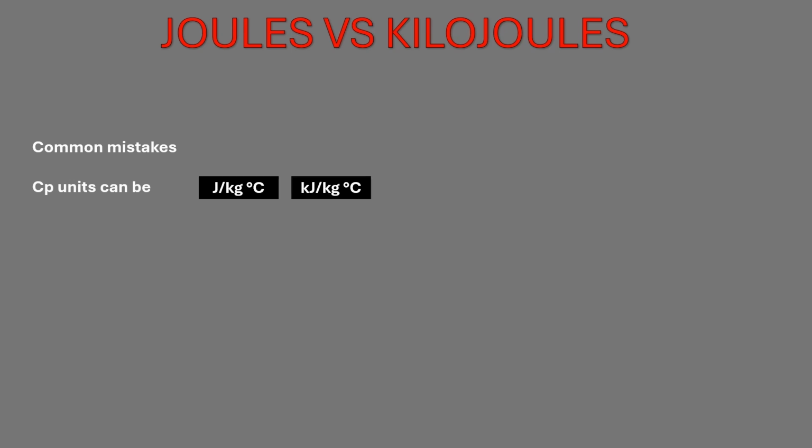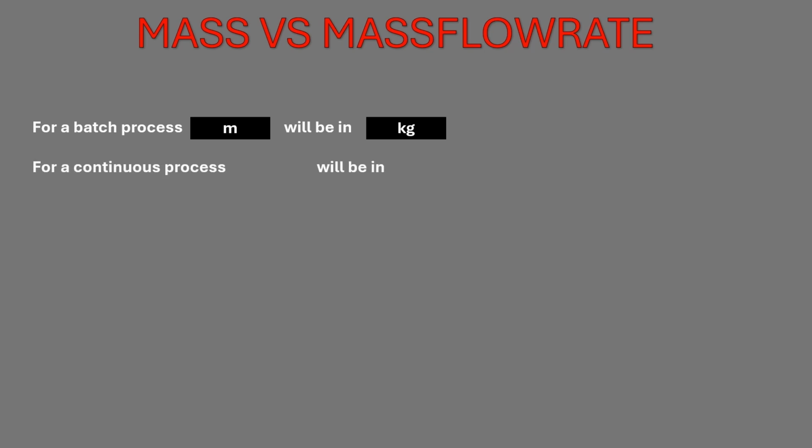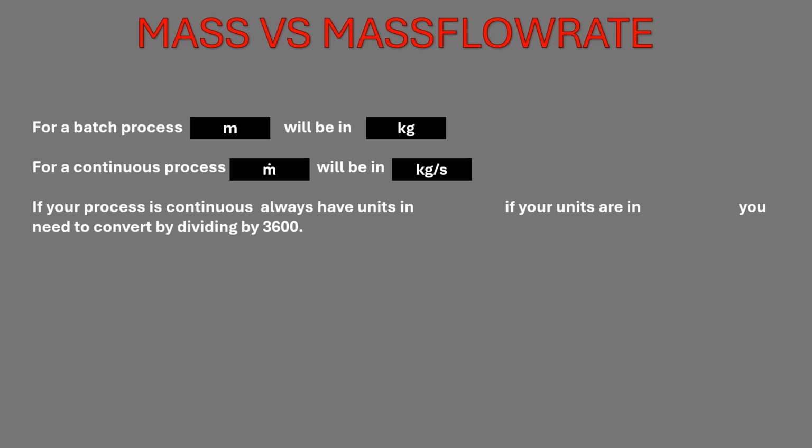The first mistake is units. Heat capacity can be in joules per kilogram per degree Celsius or kilojoules per kilogram per degree Celsius. If you're using joules per kilogram per degree Celsius, your heat duty will be in joules or watts. If you're using kilojoules per kilogram per degree Celsius, your heat duty will be in kilojoules or kilowatts. For a batch process, mass is given in kilograms and Q comes out in joules. For a continuous process, mass is given in kilograms per second and denoted by the letter M with a dot on it. Q comes out in joules per second.